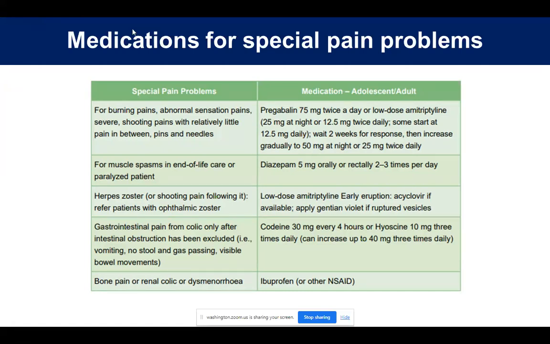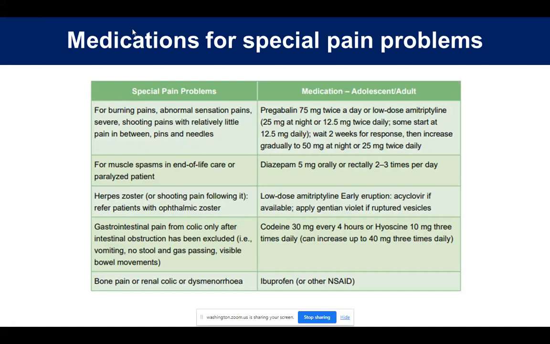Neuropathic pain. Even when we give IPT to a patient, along with the isoniazid we give pyridoxine so that he doesn't feel the neuropathy, because it is one of the side effects of the drug. So accordingly, we should give medicines to relieve the pain. For muscle spasm or in the end-of-life care of the paralyzed patient, diazepam could be given.